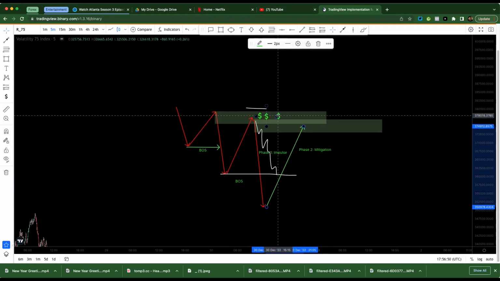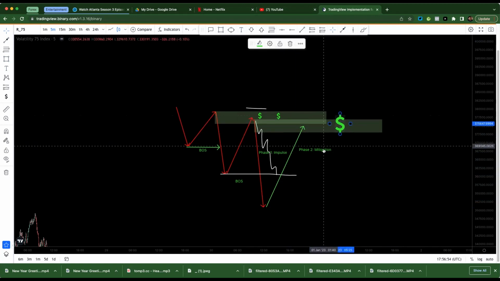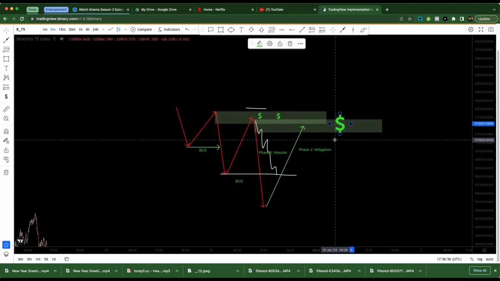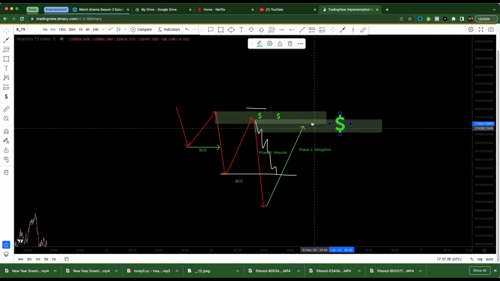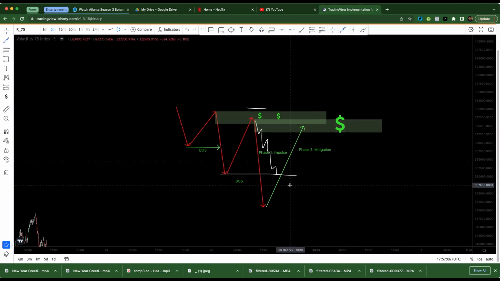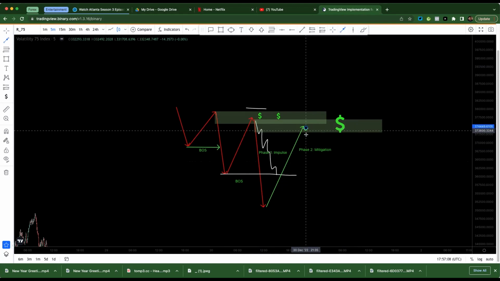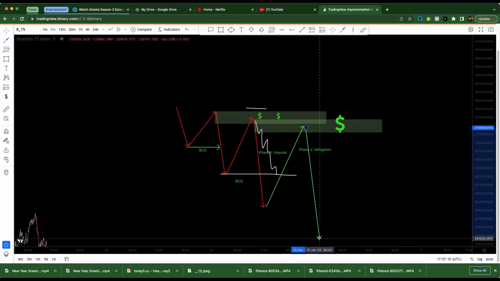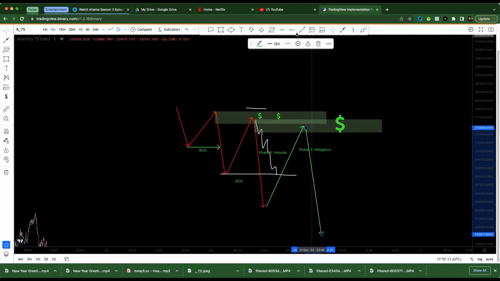And you look for your entry. I'll go deep in detail with the entry confirmation in the course. It's not something that I will give out for free. Boom, this is where you want to be, where the dollar sign is. Once you find your entry, you're now into phase three. Phase three is the impulse.